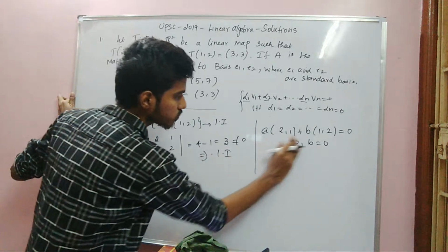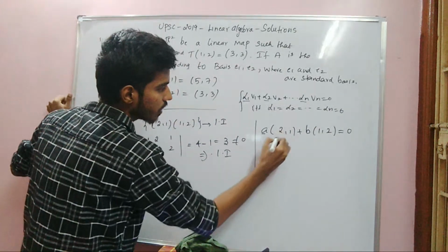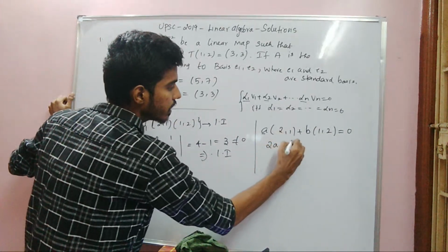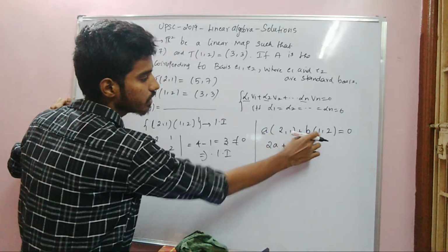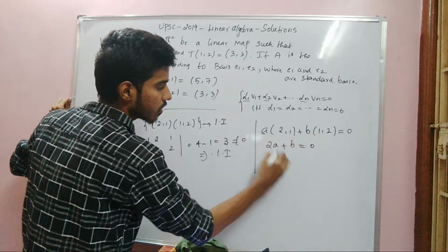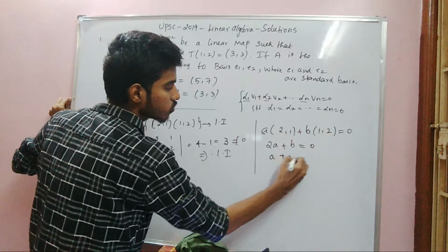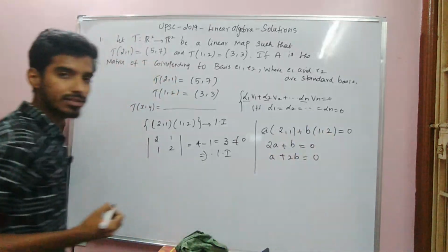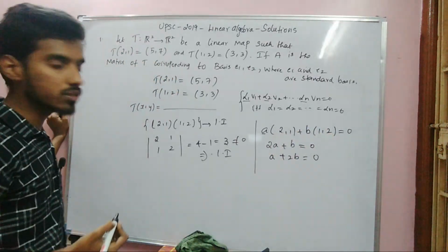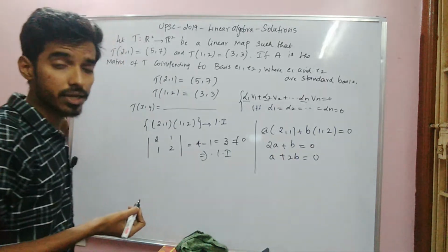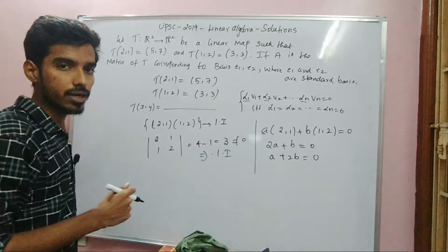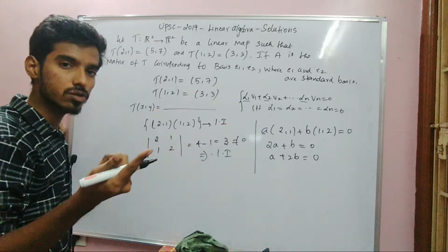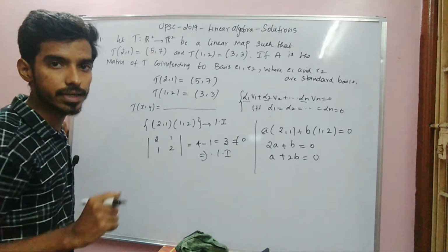So how can I prove this? I can write this as 2a plus b is equal to 0, right? The first component is 2a, the second component is b. Here the second component is a, plus 2b. So we will solve these two equations, right? You know how to solve these two equations and you can find the values of a and b. If both a and b are 0, then it is linearly independent. If both a and b are non-zero, or at least one is non-zero, it is linearly dependent.